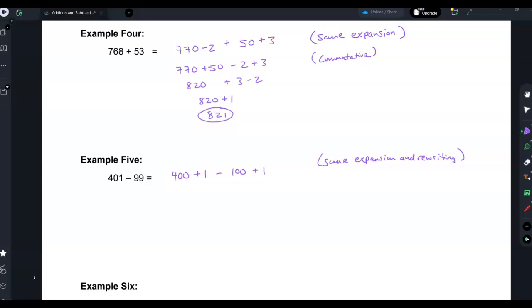So that's what we're doing here, right? We're really subtracting 100 and then we're adding 1, right? Because we need to make up for the one that we subtracted. So if I'm subtracting 1 more than I wanted to, then I need to add it back in. And then use the commutative property again.